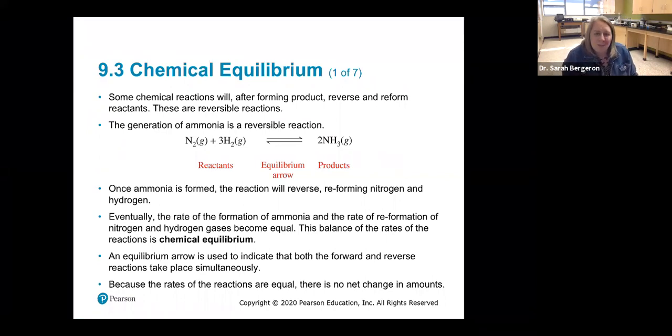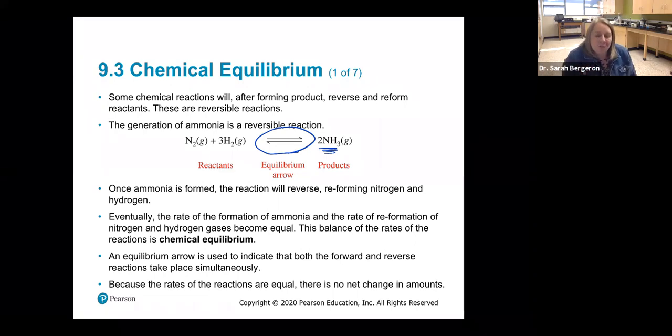And so we know that some reactions are reversible, right? And that's when we have this equilibrium arrow, where the arrow is going in both directions. And so that means you can go from the reactants to the products, and you can go from the products to the reactants. And so in this example, you have ammonia being formed. Here's your product, right? And the reaction can go in reverse. It can reform the nitrogen and the hydrogen gas, right? As long as it's kind of contained, it's possible to do.